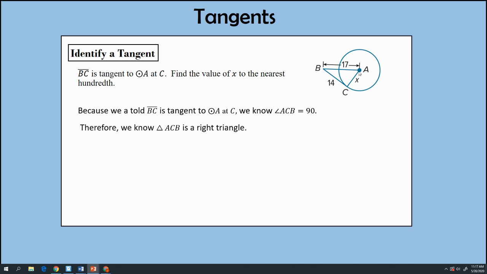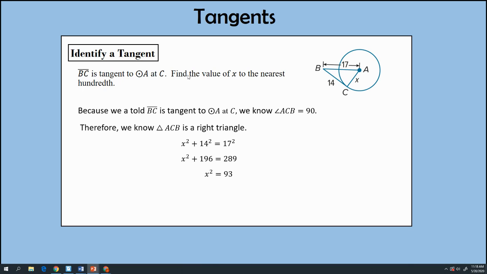Now, notice in this one, they're not making you add to get the full length of AB. They're telling you the full length is marked out to be 17. So we got x squared plus 14 squared equals 17 squared. X squared plus 196 is 289. Subtract 196. X squared is 93.